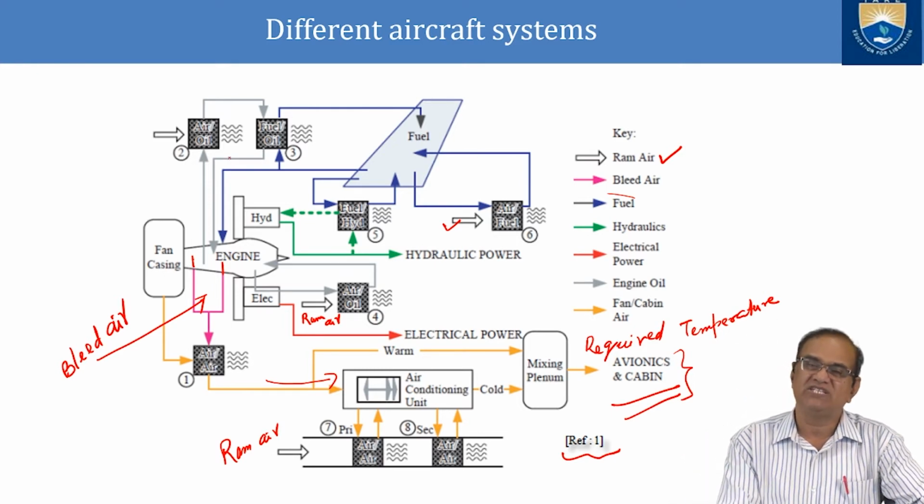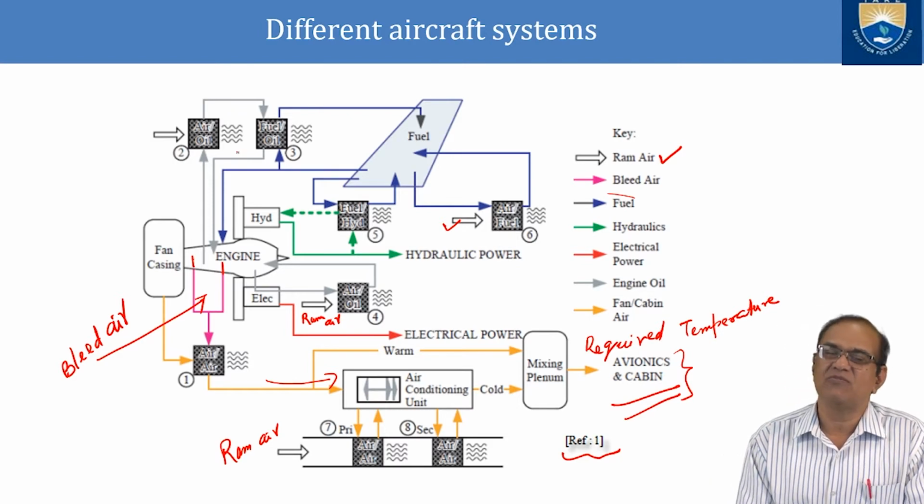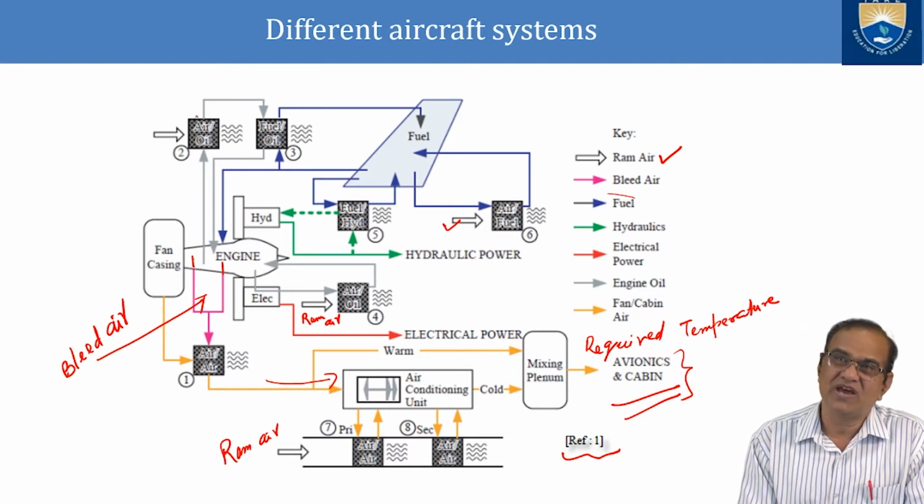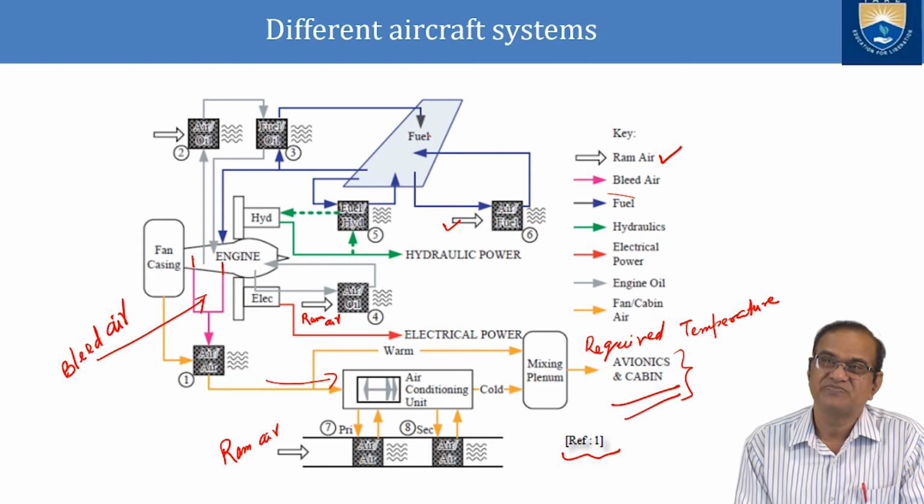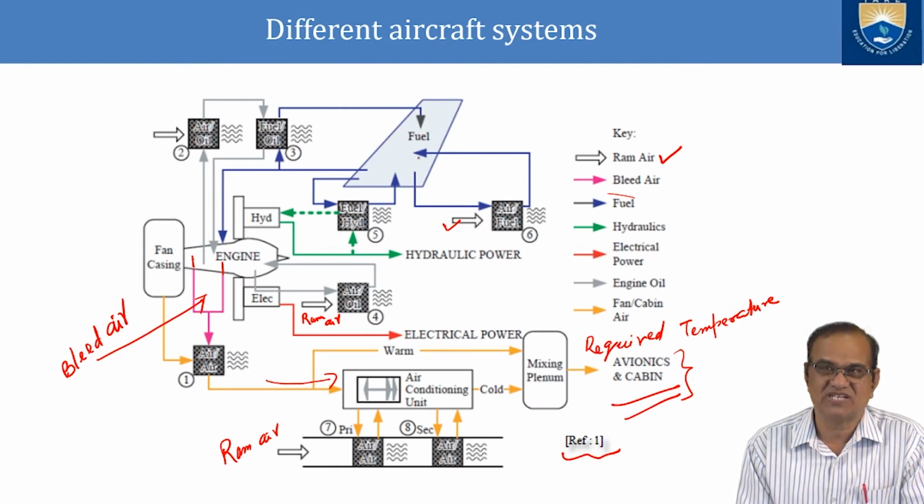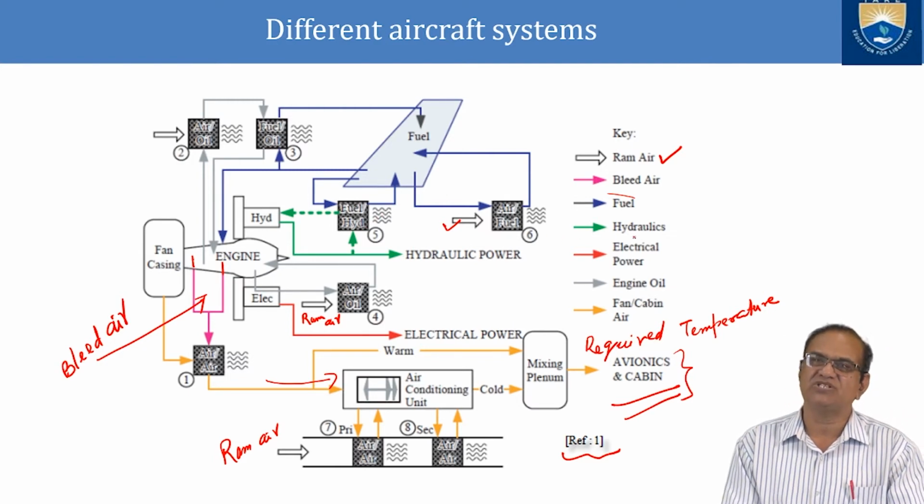So for the engine oil, because it is very hot, only air will not be able to cool effectively. So we are first cooling by air, and the remaining heat we are cooling by the fuel, because fuel temperature is much lesser than the ambient temperature. So it will cool very effectively. So in this way, next I am talking about the hydraulic system.